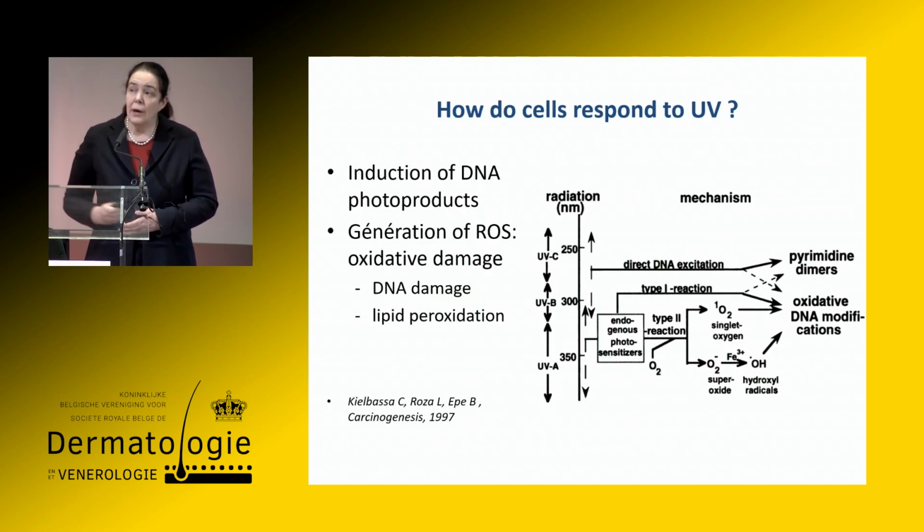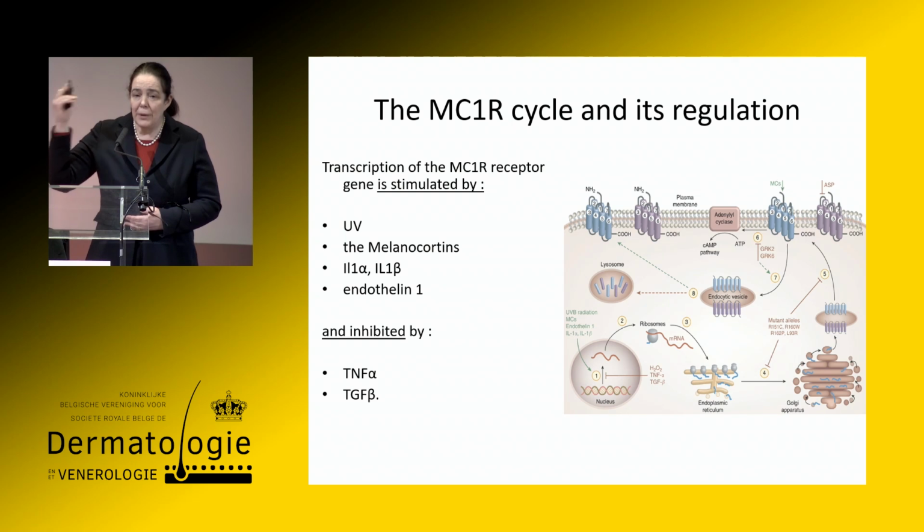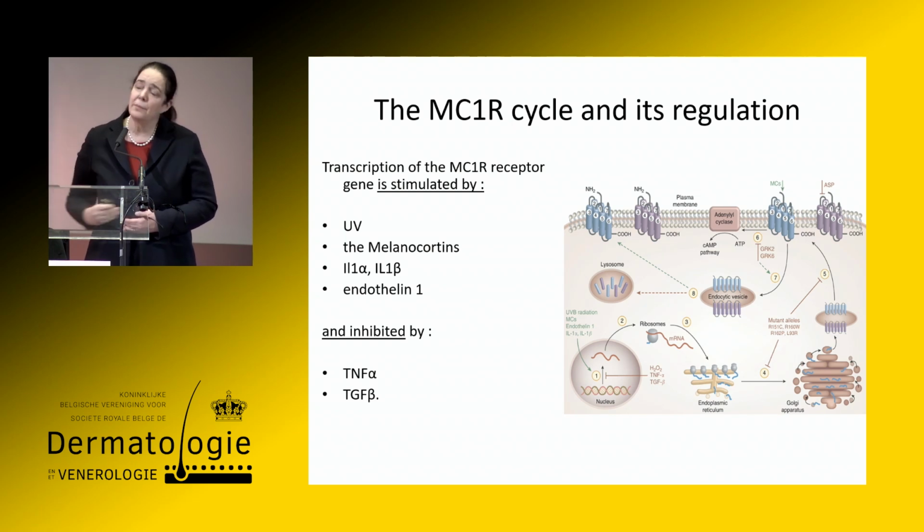So when we are exposed to UV, there is a generation of oxidative stress that induces DNA damage and lipid peroxidation, but also the induction of photoproducts. And these photoproducts are very important. Why? Because they will play a role that I will explain a bit later.